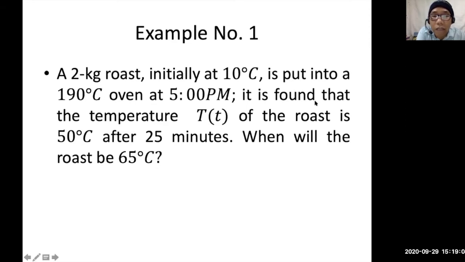Okay. So it is found that the temperature of the roast, temperature represented by T, is 50 degrees Celsius after 25 minutes. Oh, ganun pala. So 25 minutes later, yung 10 degrees Celsius na roast ko naging 50 degrees Celsius. Okay, now, when will the roast be 65 degrees Celsius? So anong oras naging 65 degrees Celsius yung ating roast? Siyempre, you expect na mas greater than 25 minutes, mas matagal pa, kasi mas mataas yung temperature, right?